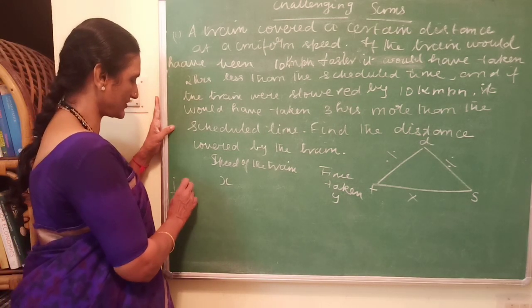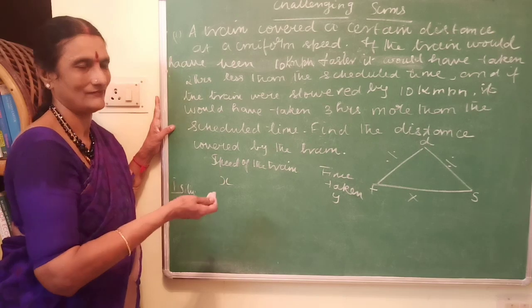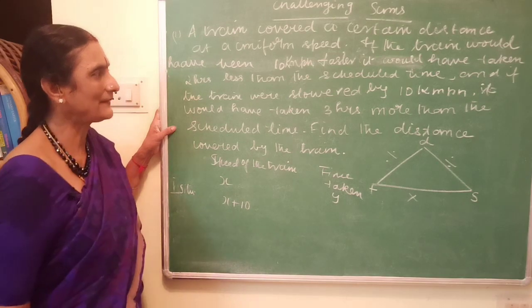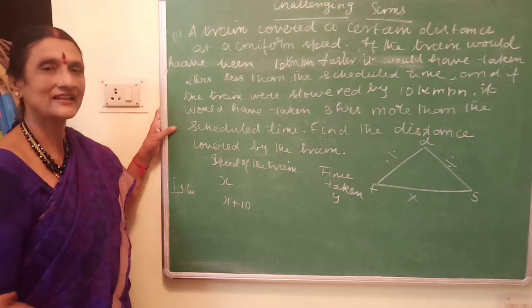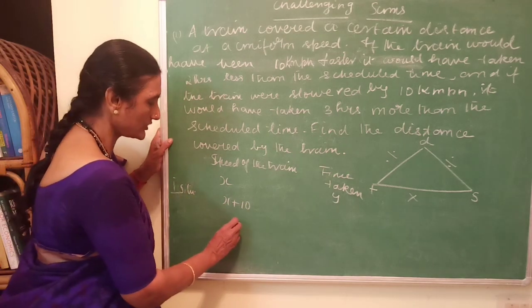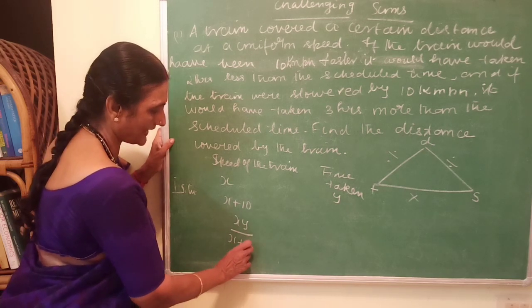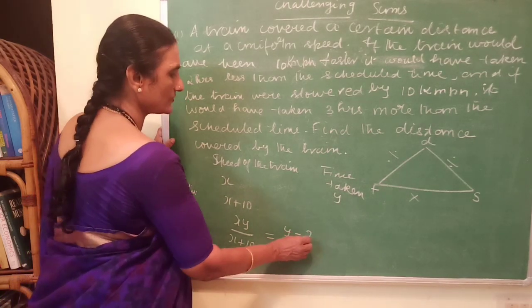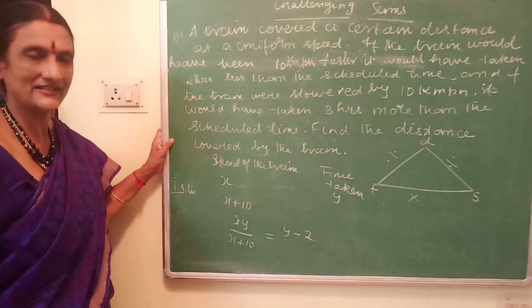Now, what is the first situation? The first situation says that the speed of the train is 10 km more. That means x plus 10 is the speed. The time taken by the train is 2 hours less than the scheduled time. So what is this time taken? y. Therefore, we should arrive at the equation: distance divided by speed, xy over x plus 10, gives you y minus 2. This is the first equation. y is the actual time taken. It is 2 hours less.